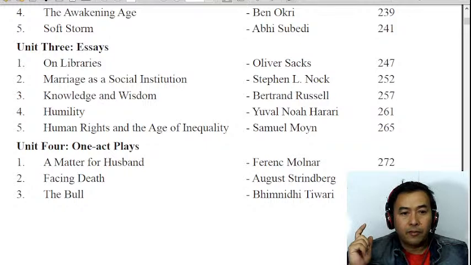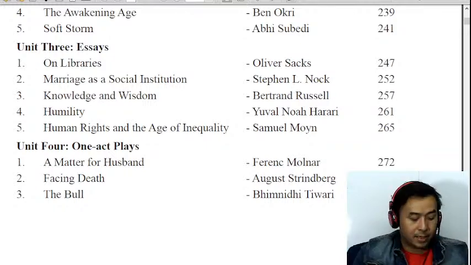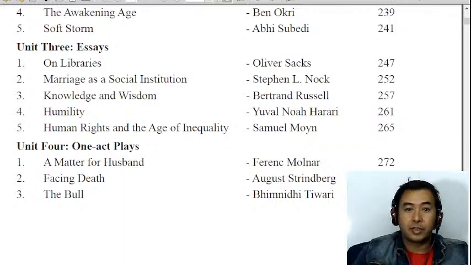With this view, with this perspective, I think I should start the first lesson that we are going to study. It's at page number 88. So I'll begin with the first one.